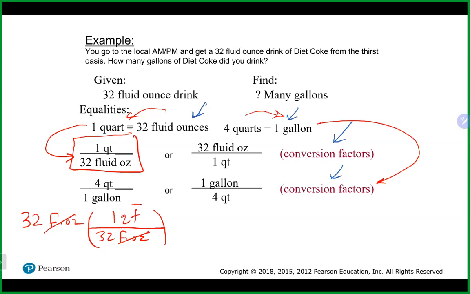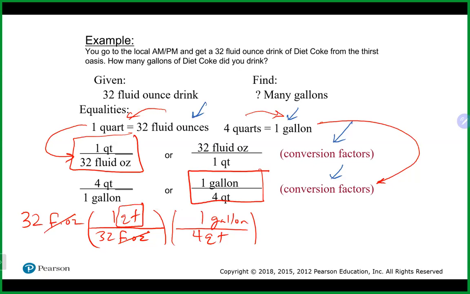But I could clearly see that the quarts are up on top. So once again, to get rid of them, opposite, that means we need to use a conversion factor there on the right to do so. And that's going to put 4 quarts there on the bottom and 1 gallon up on top. The quarts here will cancel. Once again, we're going to multiply across the top, which is basically just 32, and then divide by 32, hit equals, and divide by 4. And we will end up with 0.25 gallons of Diet Coke we drank.